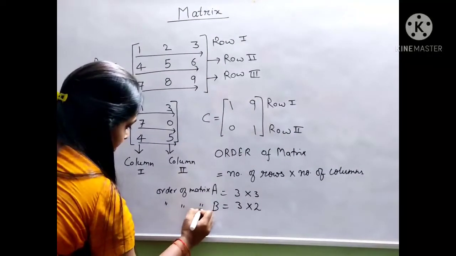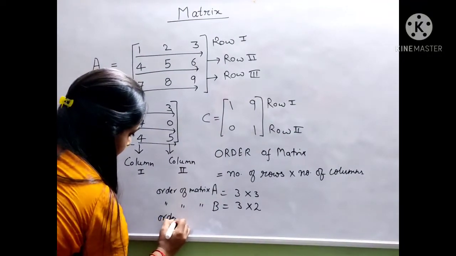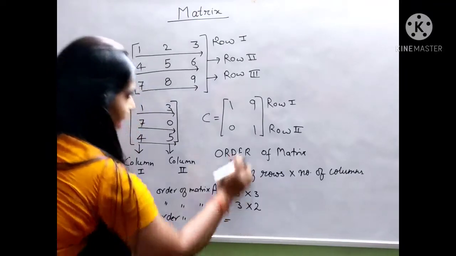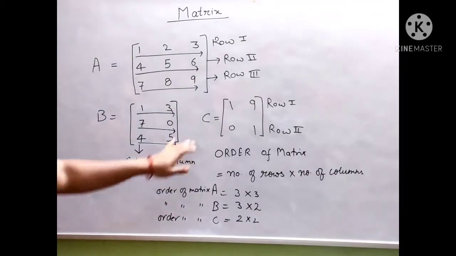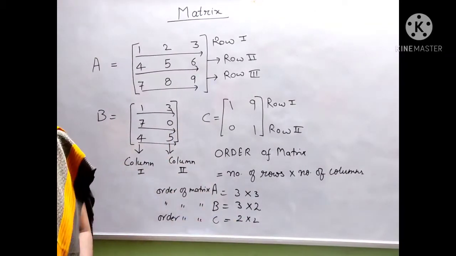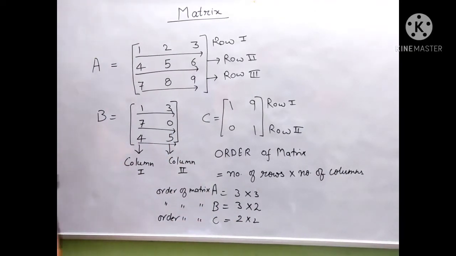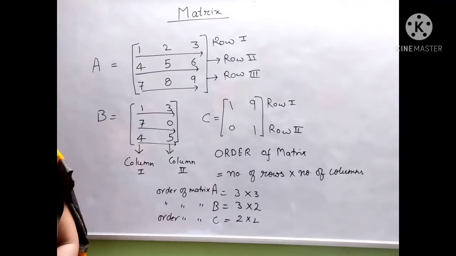And again, the last is the order of matrix C. Here how many rows? 2 rows and 2 columns. Then the order of matrix C is 2 by 2. Got it everyone? So let's move to the next.